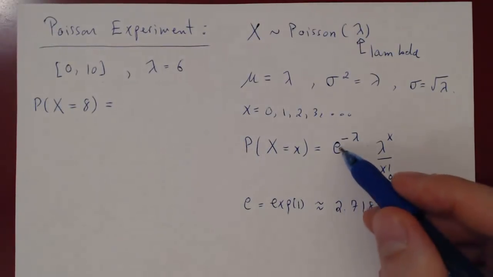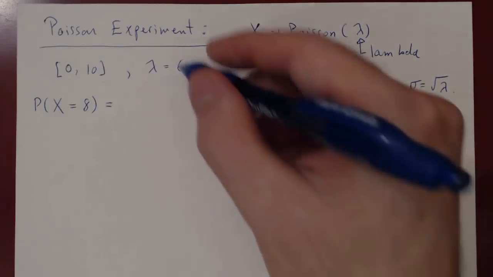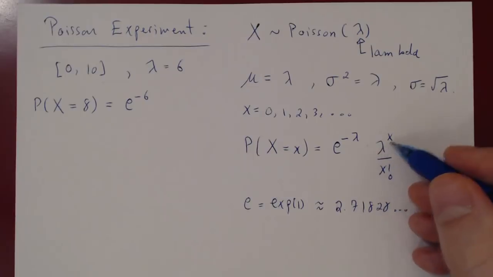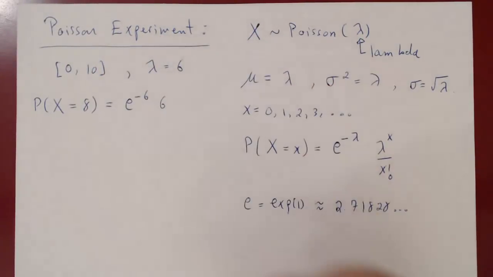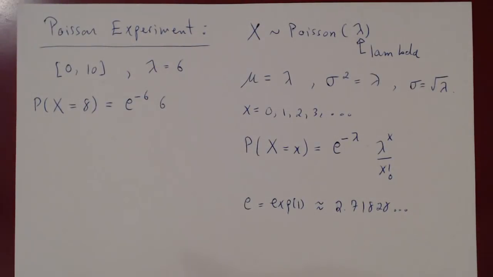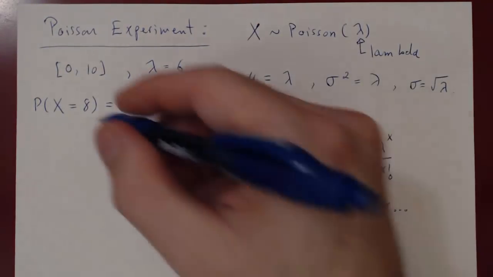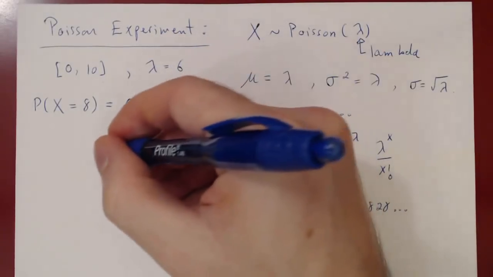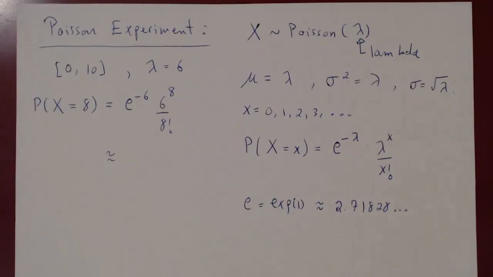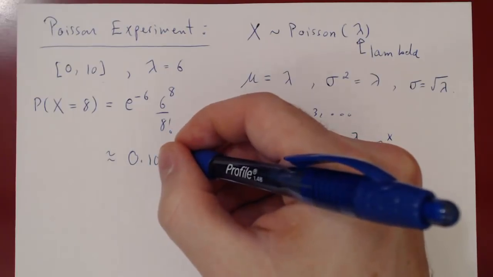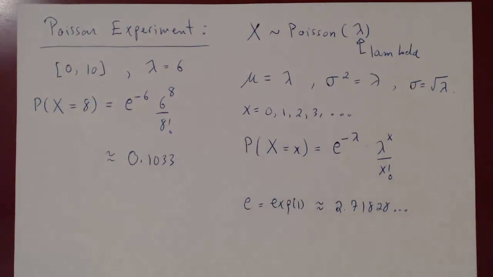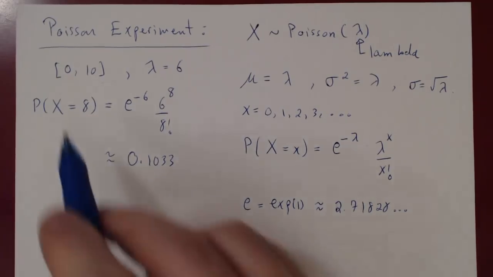Well, we simply use our formula. It will be e to the negative lambda, where lambda is the average, so e to the negative 6, lambda to the x, so 6 to the number of observations of the given event, so 6 to the 8, over 8 factorial. If you use your calculator to compute this, you'll have e to the negative 6 times 6 to the 8 divided by 8 factorial, and you should find approximately 0.1033. So about 10%.